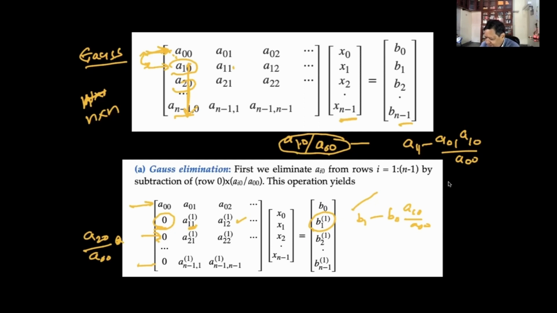Now the matrix looks like this. After this, I want to eliminate these elements. So keep the second diagonal, but eliminate anything below the second diagonal.